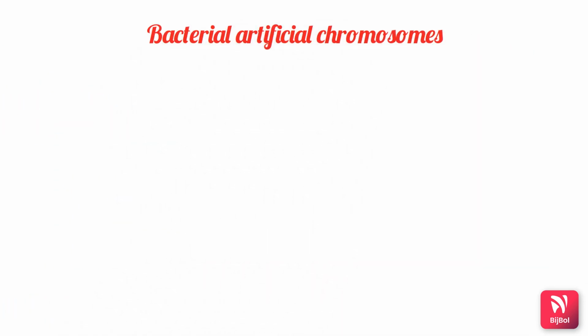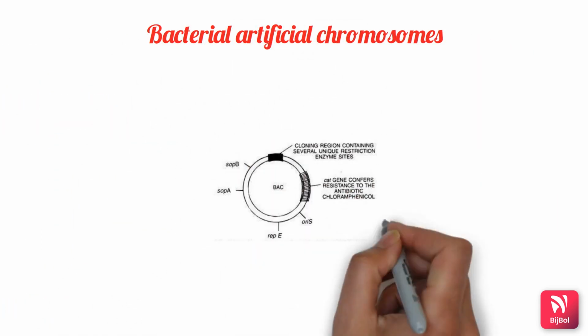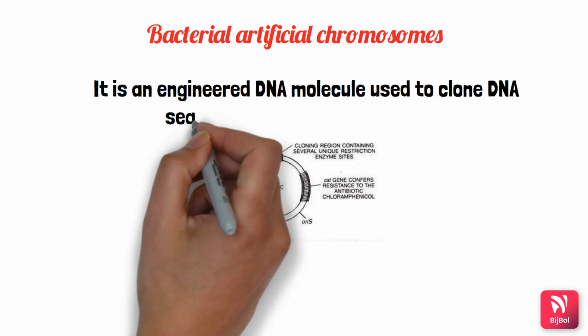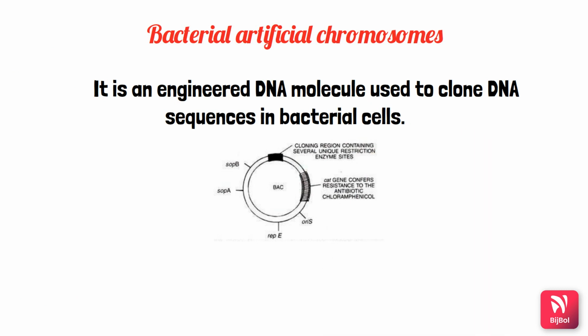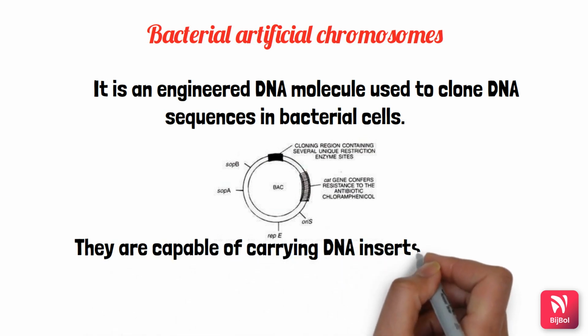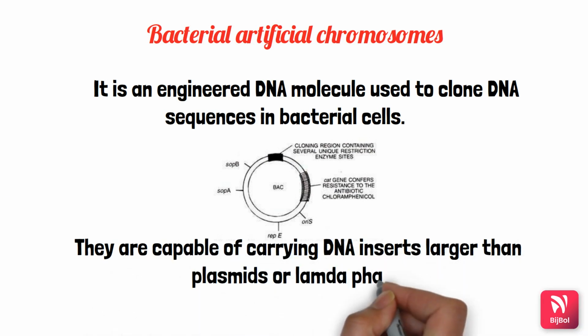Now coming to the bacterial artificial chromosomes. So what exactly is a bacterial artificial chromosome? It is an engineered DNA molecule. That means it's a designed DNA molecule used to clone DNA sequences in bacterial cells. They're capable of carrying DNA inserts larger than plasmids or lambda phages. Plasmids carry less than 20 kilobase pairs, lambda phages carry a little more than 20 kilobase pairs, and bacterial artificial chromosomes carry the larger DNA inserts.